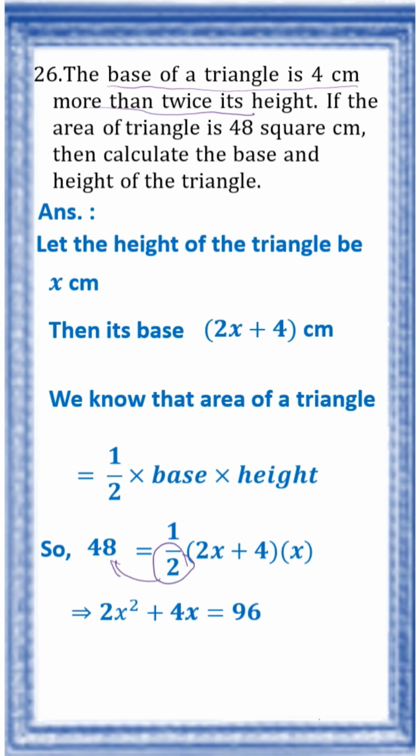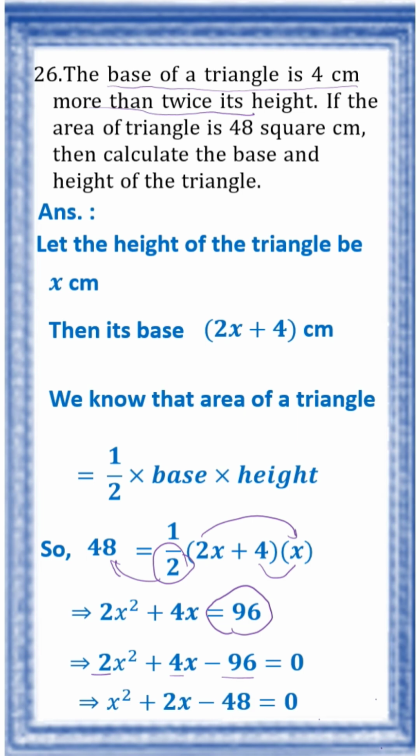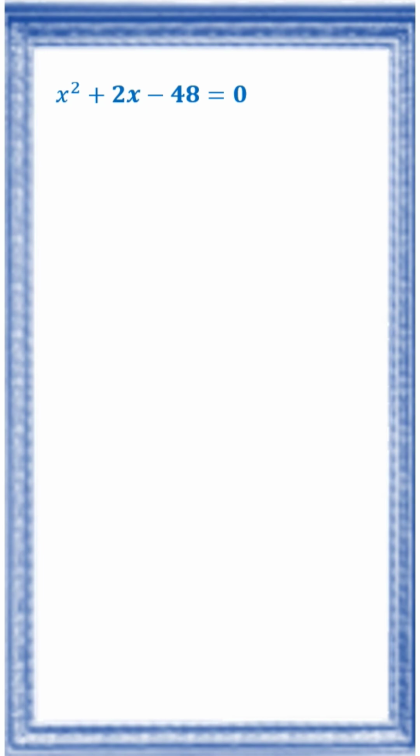What do you get? 96. x into 2x is 2x square, 4 into x is 4x, that is equal to 96. Now let us write in the standard form. Bring 96 to this side. Here observe that 2 is common. So x square plus 2x minus 48 is equal to 0. Now the equation is in the standard form.